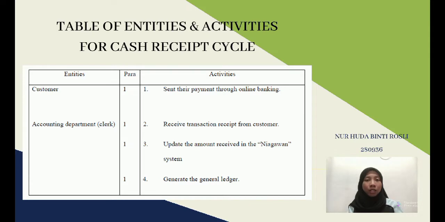Firstly, the customer will pay for their order through online banking and get the transaction receipt as proof of their payment. Then they will send their transaction receipt to the accounting department. After that, the accounting department clerk will receive the transaction receipt to update the receipt account located in the Niagawan system, as well as to record it in the general ledger.